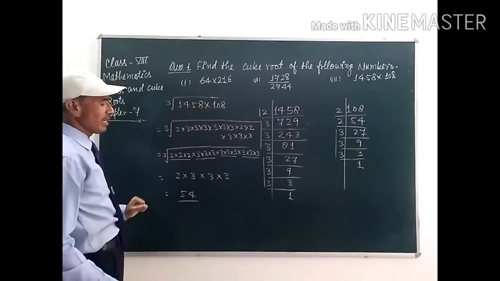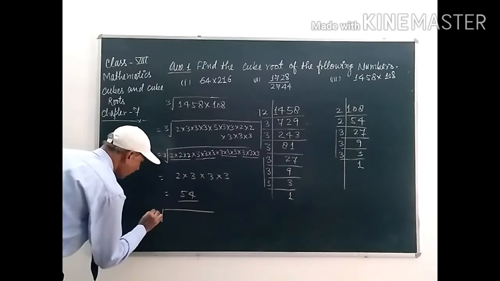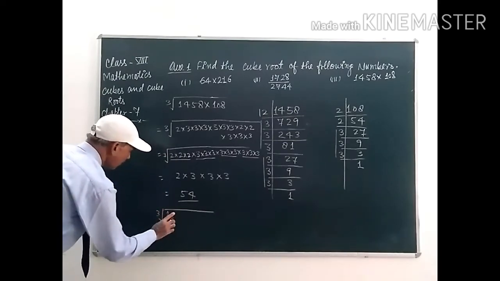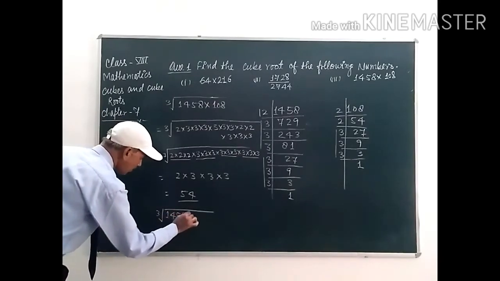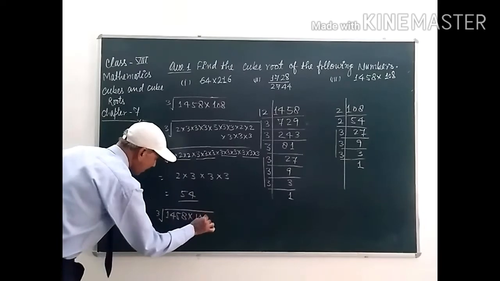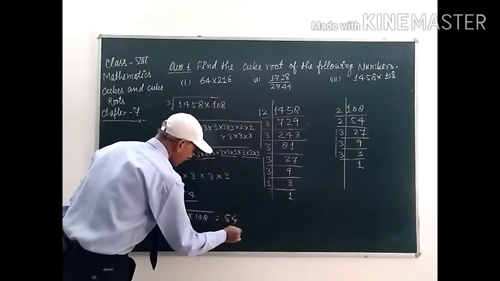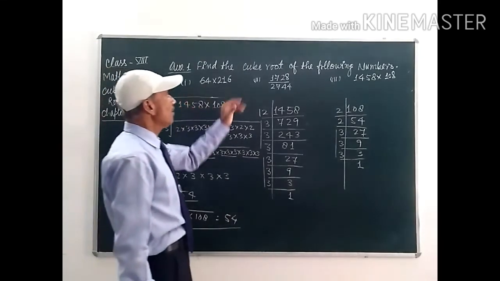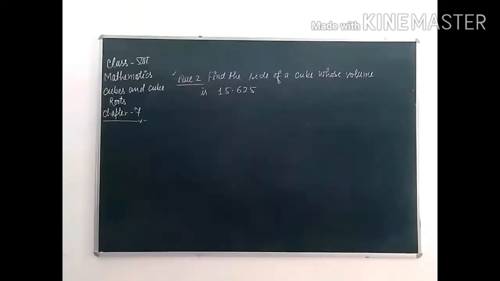So, cube root of this number, that is 1458 into 108, okay. Cube root of 1458 into 108 is equal to 54, clear, students. So, if questions are this type, either questions are in multiplication form or in division, okay, students.